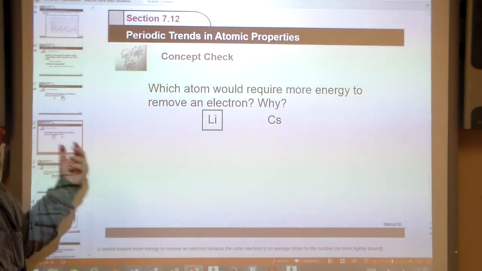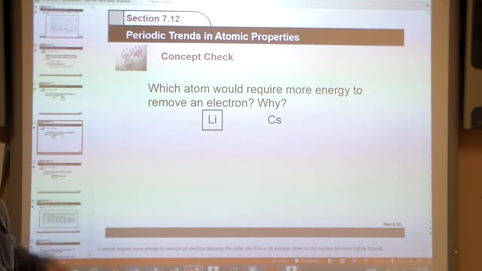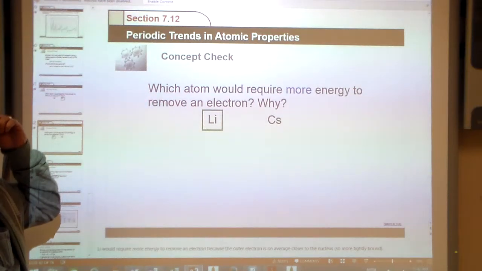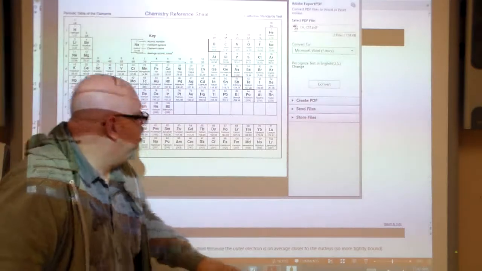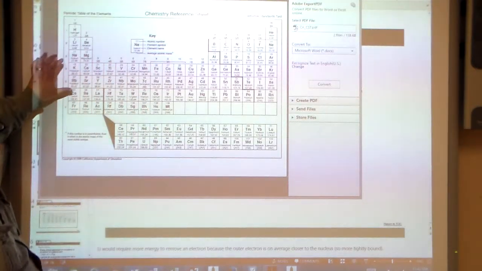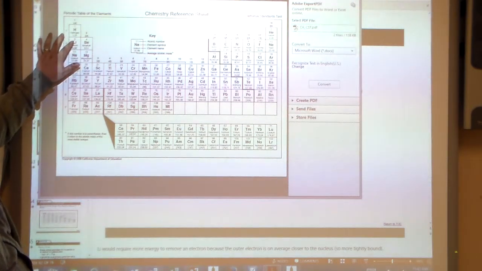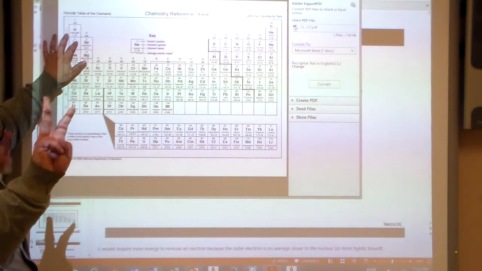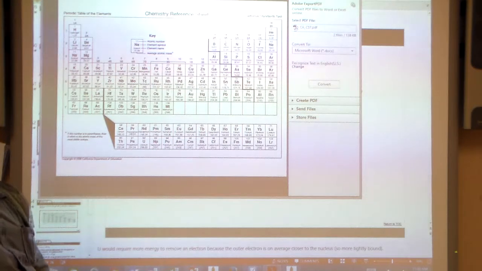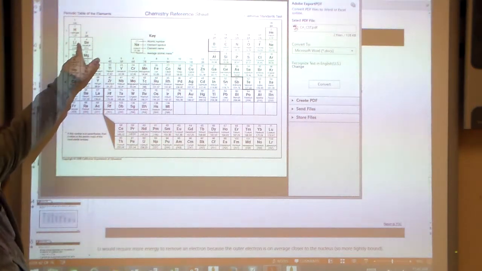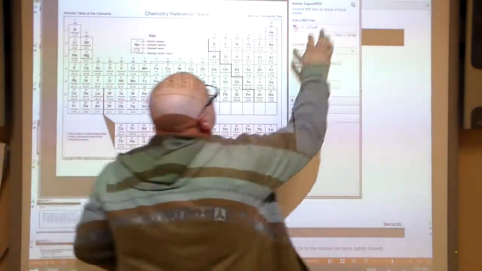Now, which atom would require more energy to remove an electron and why? Lithium or cesium? The lithium. That's because the outer electron is closer to the nucleus of lithium than it is to the cesium. If we look at the sides here, here's cesium and here's lithium. Lithium, ripping out that first electron, it's really close to the nucleus because it's only got 3 electrons. Cesium has 55 electrons. Ripping out the first one isn't really a big deal compared to lithium, because the lithium electron is closer to the nucleus. So that's a fairly important concept.